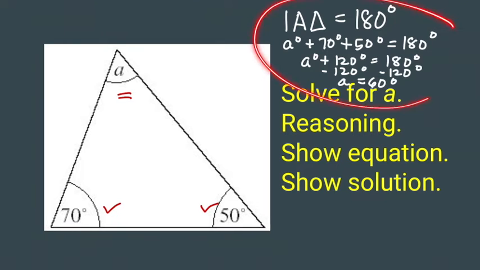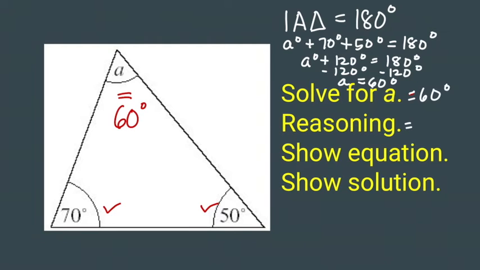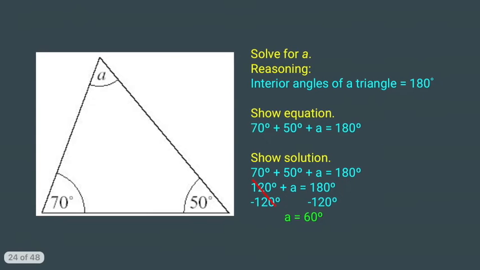See, this is where algebra comes in. That's why we studied algebra first, so that you can apply your algebra knowledge to solving geometry problems, okay? So we know that A is 60 degrees. The reason is interior angles of a triangle. And then we showed the equation. This is the equation, and this is the solution. So this is how it looks.